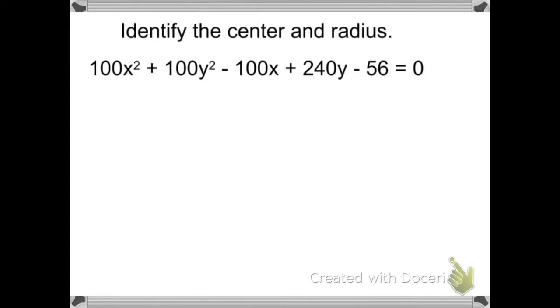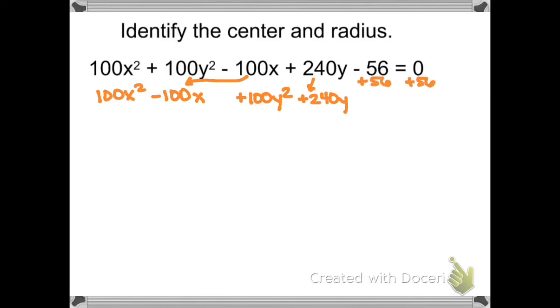One more quick example. Step 1 was to move every variable to one side, so I'm going to keep the 100 x squared. I'm going to just move that over to join it. No change in sign because it's staying on the same side of the equation. I'll leave space. I'm going to put the 100 y squared here with that 240, and we will move the constant to the opposite side by adding 56.